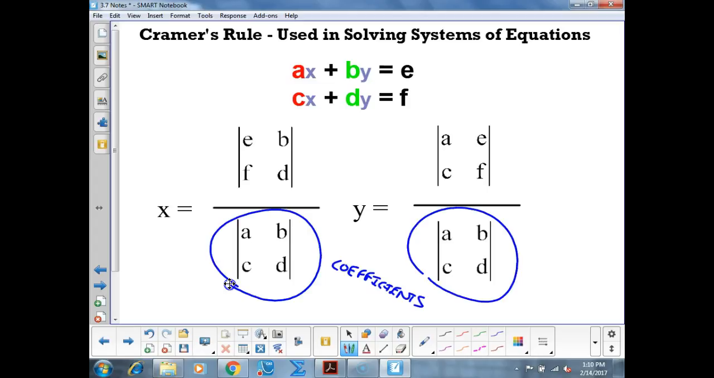Then, to find the x value, or the numerator of the x, you replace A and C with E and F. And to find the y, you replace B and D with E and F.